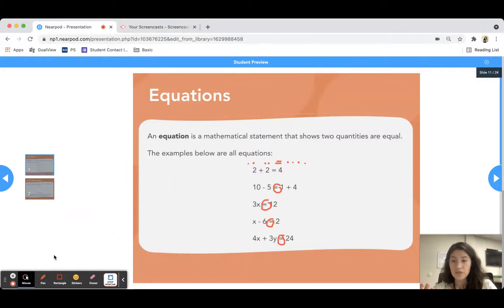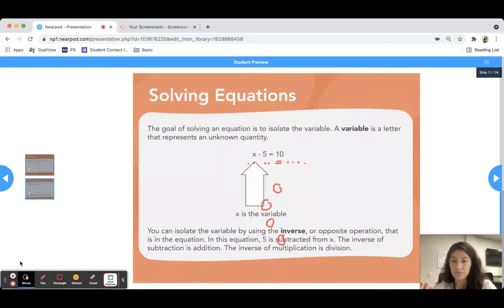Something else for you guys to remember is that the goal of solving an equation is to isolate the variable. Isolate the variable means that we want the variable just by itself. We want to figure out what's the value of that variable by itself. And a variable is the symbol that represents an unknown quantity. In this case, it says a letter because most of the time when we solve equations, we're going to see letters. Okay, so x minus 5 equals 10. x is my variable because x is a symbol that is unknown to me.